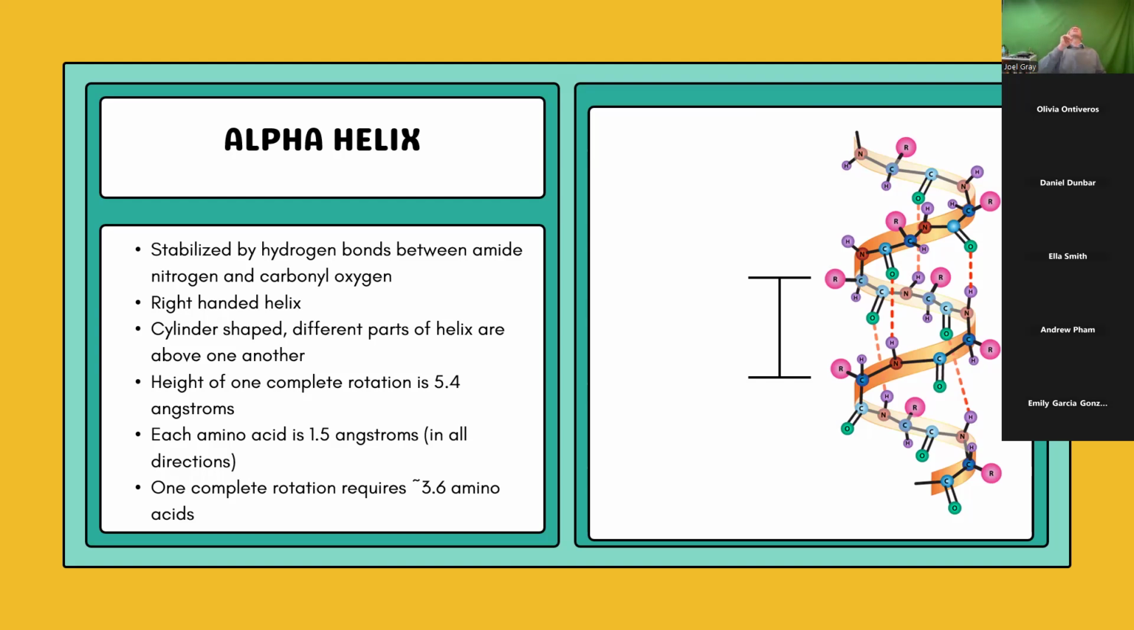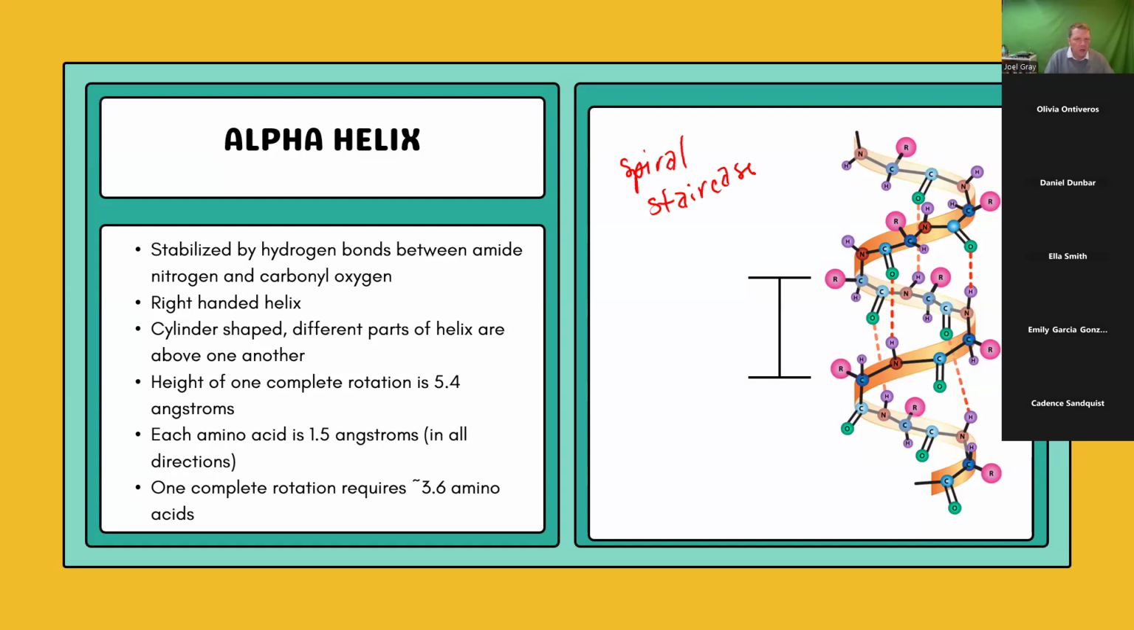I guess if you're looking up it would be that way. A left-handed helix is going to go in the opposite direction. An alpha helix is a right-handed helix. If there's a takeaway from this, that would be it. Now, this is a cylinder shape. Different parts of the helix are above one another. If you've ever been on a spiral staircase, that's the most helpful thing for me when it comes to visualizing this. You're on a spiral staircase.